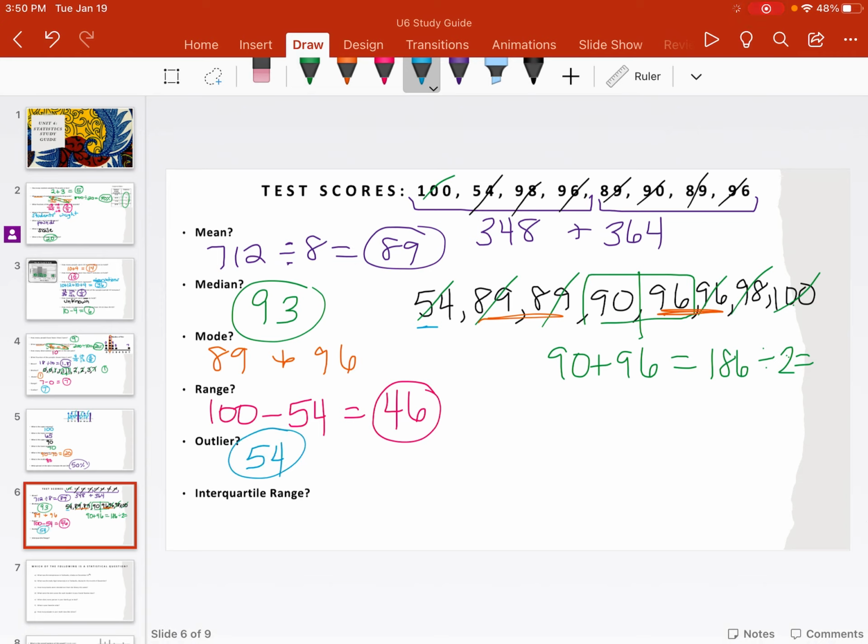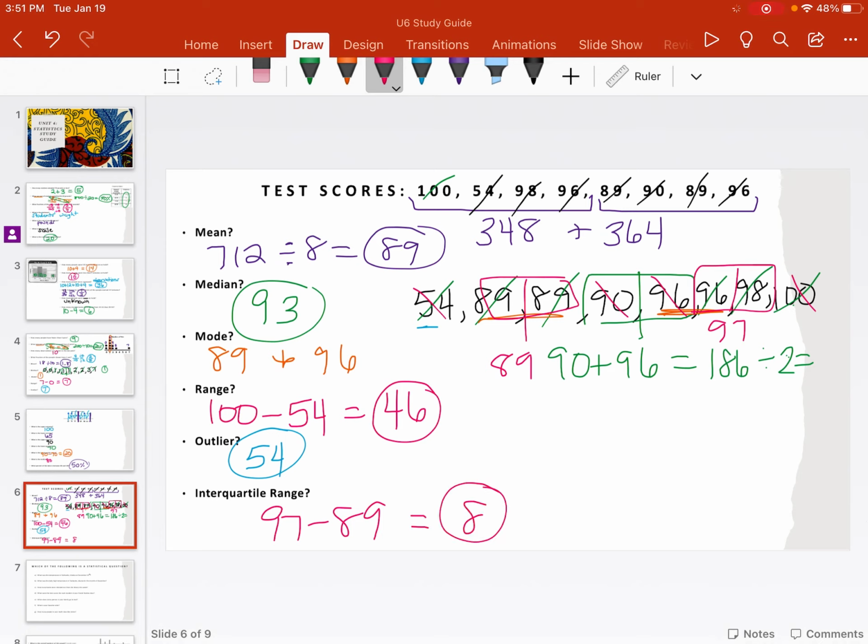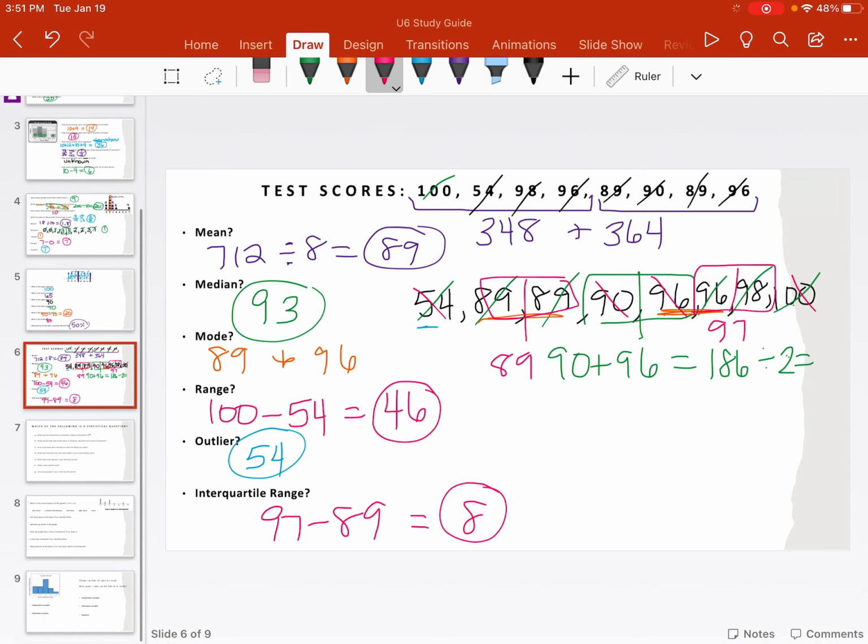My inner quartile range, this one's a little bit tricky. So if we find our median there, if you were making a box plot to find our quartiles, we would do the median on both sides of that median. So I'm going to cross off here and here. In between these two are 89. Cross off here, here. And between these two are 97. And then my inner quartile range is taking the range of those two. So 97 minus 89, which gives me 8. So my inner quartile range is 8.